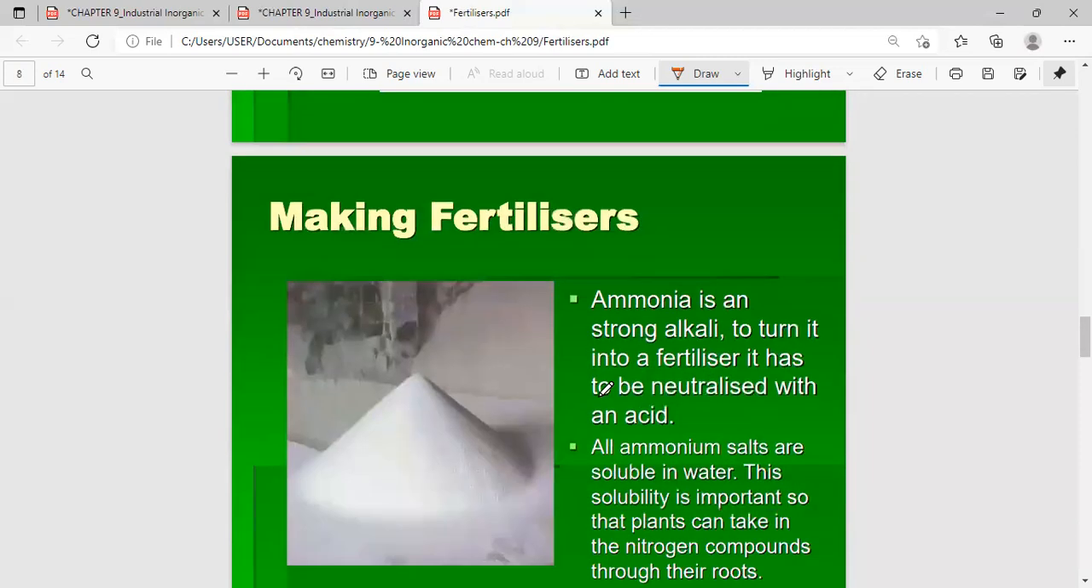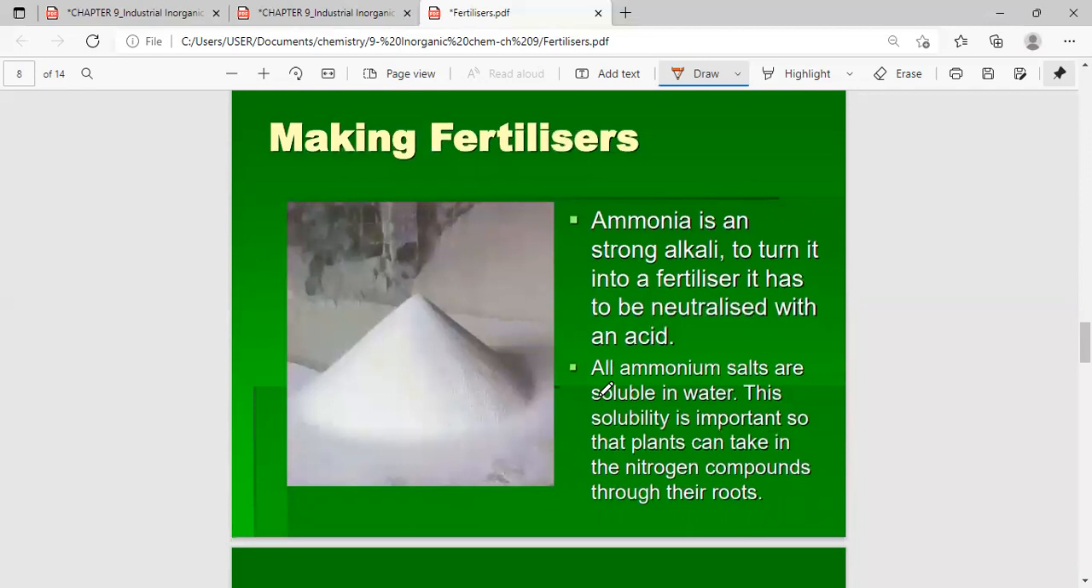Now let's look at how fertilizers are made. We learned earlier that ammonia is used to make fertilizers. Before we go into making fertilizer, any questions so far regarding the nitrogenous and NPK fertilizer? Any question? Okay, no question.